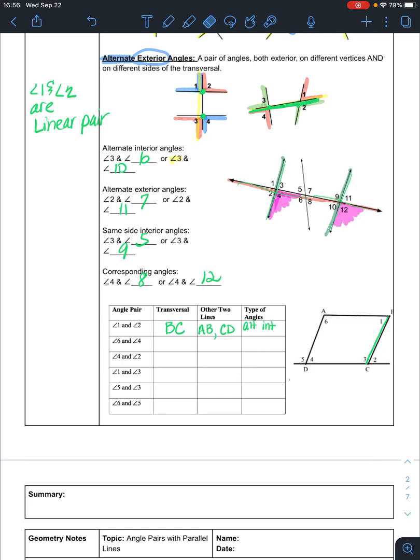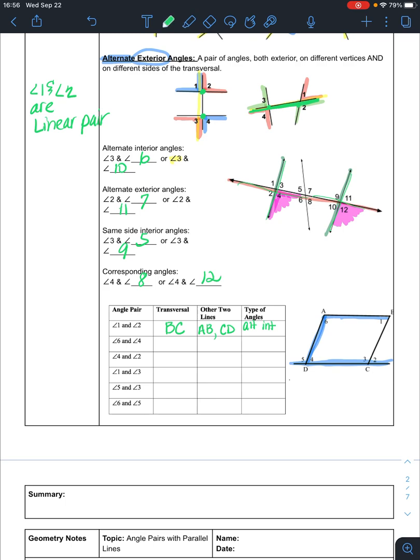Now I realize this is hard for y'all to do. You can't erase this, but it makes it easier for you to see. Let's look at 6. So I'm going to trace the lines that form 6, and I'm going to trace the lines that form 4. I'm going to extend all the way out so I have the whole thing.